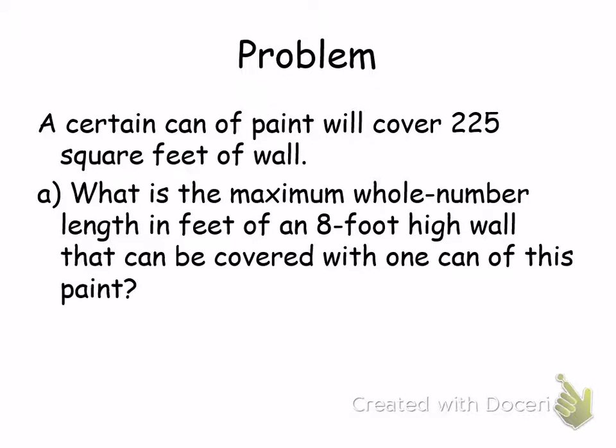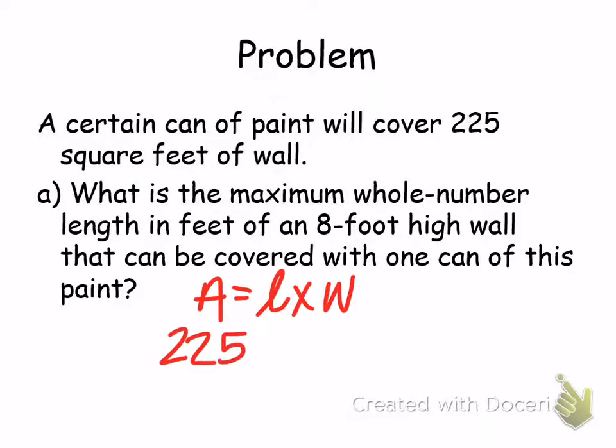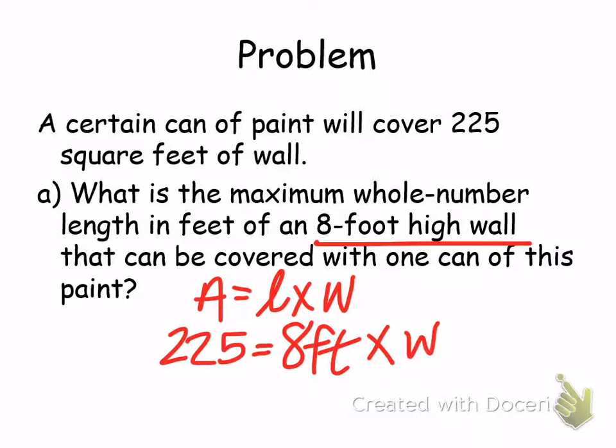What is the maximum whole number length in feet of an 8-foot high wall that can be covered with one can of this paint? So for this one, I'm given what my area is. The area, in order to solve for area, would be length times width. I know my area, so I'm going to plug in the things that I know. I know that one of my sides will be 8 feet, so I'm going to include that. I don't know how wide this wall is.